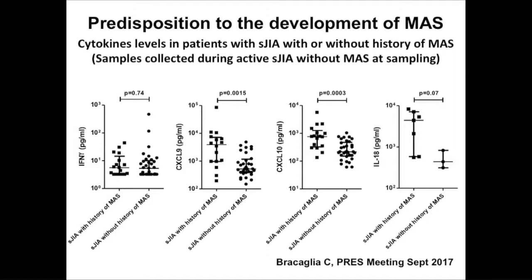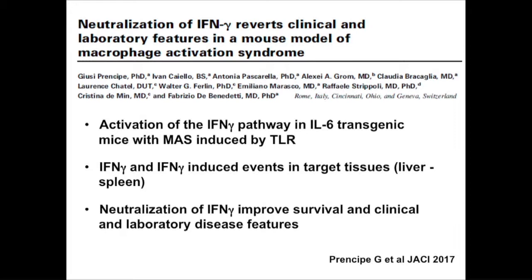It looks like there might be something telling you that this patient might be slightly different in their ability to activate IL-18 production and the interferon gamma pathway. More to come. The other paper we published, just a few weeks ago, regards the effect of interferon gamma neutralization in mice with, let's call it, a murine model of MAS.